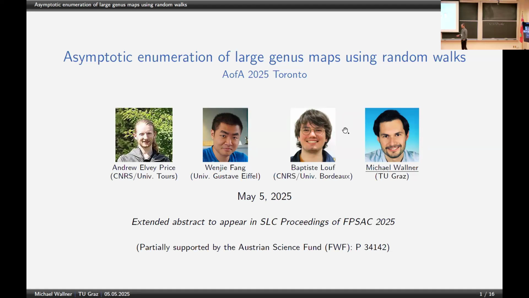Looks good, yeah. Can everybody hear me? Yeah. So, the next talk will be given by Michael Wallner on the asymptotic enumeration of large genus maps using random walks. Thank you very much.